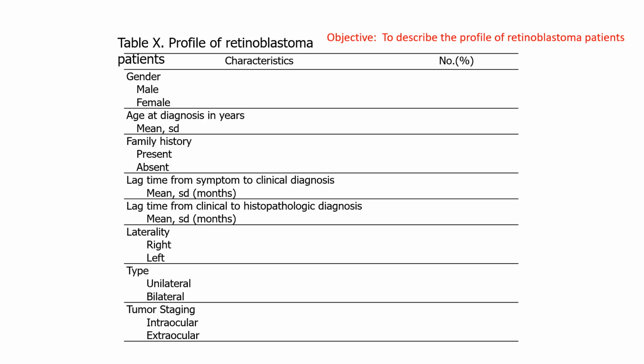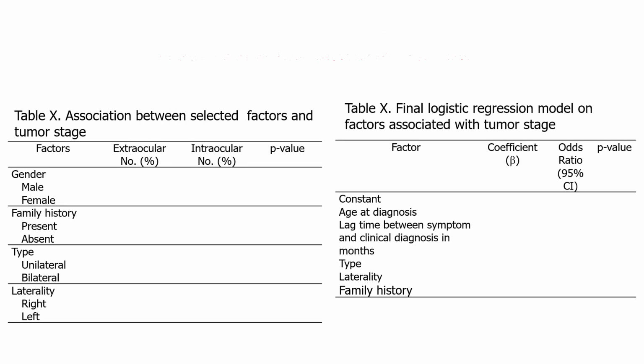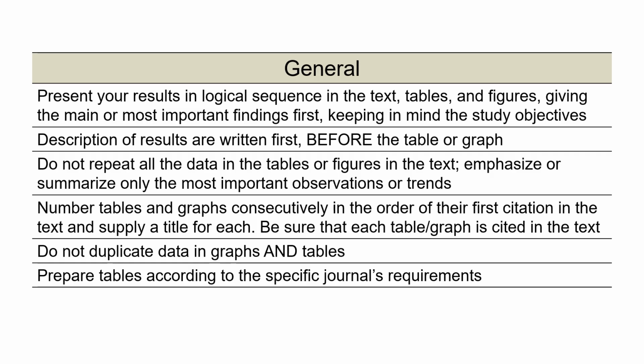The general rule in presenting results is to follow a logical sequence in line with the objectives of the study. From providing a profile or description of your respondents to an account of the exposure variable and or outcome of interest, and possible association between exposure and outcome if called for. Description of results are written first before the table or graph. Not all data in the table or figure is written in the text.